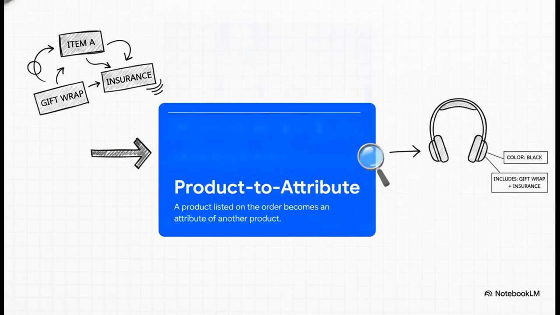Conversely, we have product to attribute. This tool is great because it actually cleans up the order. A lot of times, upstream systems send extraneous child lines like a completely separate line item just for gift wrap. This archetype takes that separate line and neatly folds it into a simple attribute tagged directly onto the main headphones order line, which just makes the whole order so much cleaner for the fulfillment team to read.